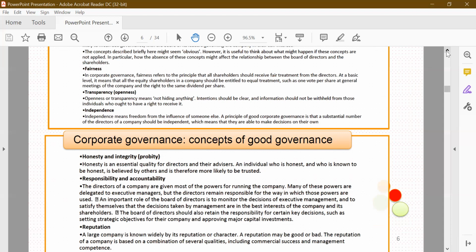What do the board of directors do? The board of directors monitors the decisions of the executive management and tries to find out whether those decisions are in the best interest of the company and its shareholders. The board of directors should also retain the responsibility for certain key decisions, such as setting the strategic objectives of the company and approving major capital investments.